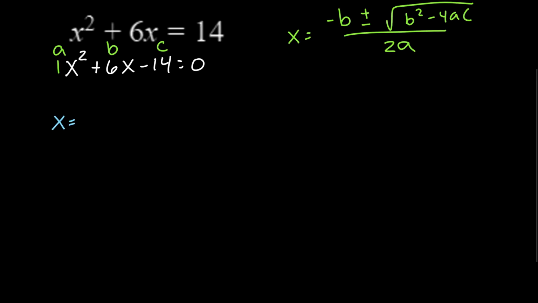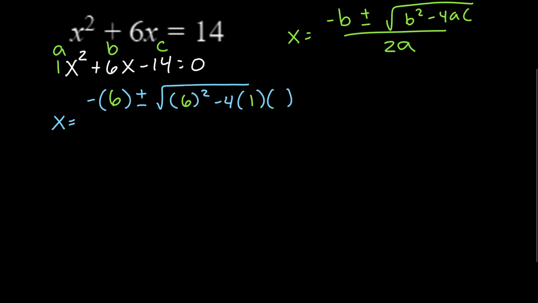So x is equal to negative, what's our b value? Plus or minus the square root of b squared, which b is again what? Minus 4 times a, which is? Times c, which is? Negative 14. All over 2 times a, which is 1. What do I do from here?